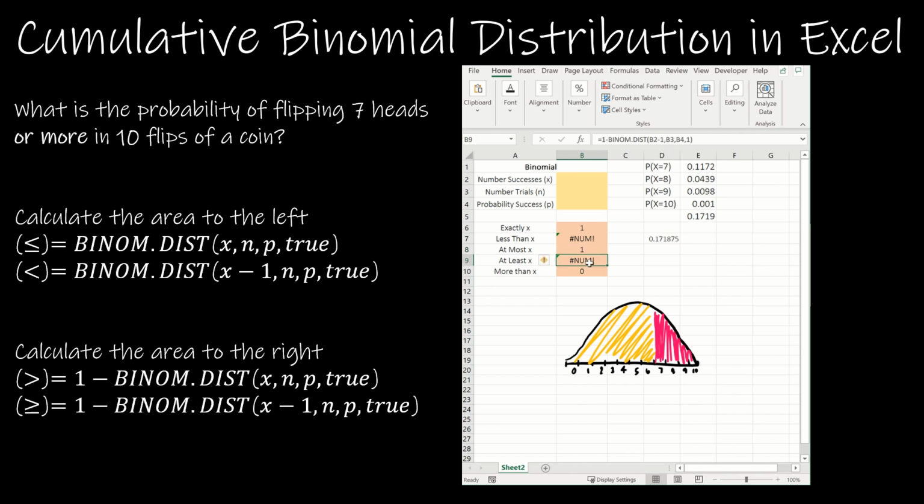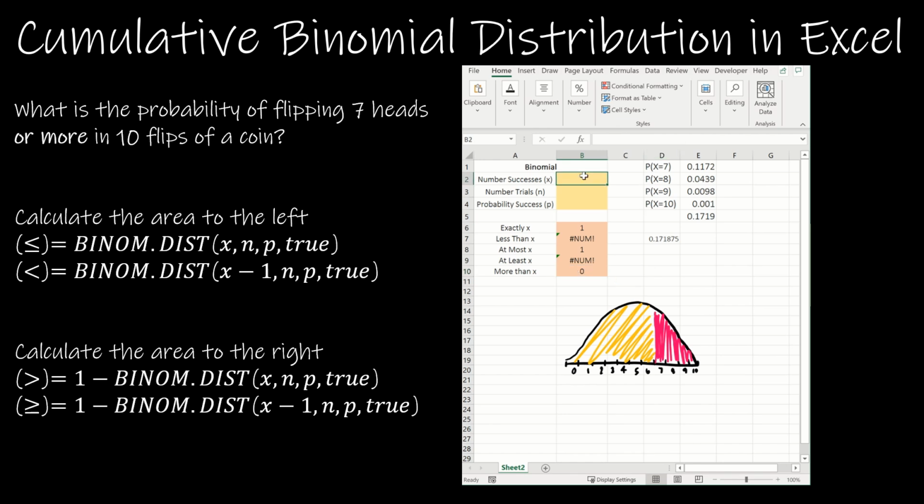At least includes the value, so if I said at least some number, that's going to be like this question, 7 or more. So that would be at least 7. So notice what I'm going to have to do. I'm going to take that number minus 1 like I did here. So 6 and then 10 and then 0.5 and 1. And then more than is simply going to be greater than that number.